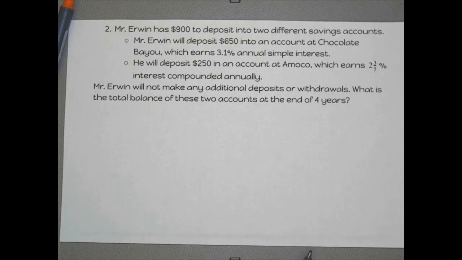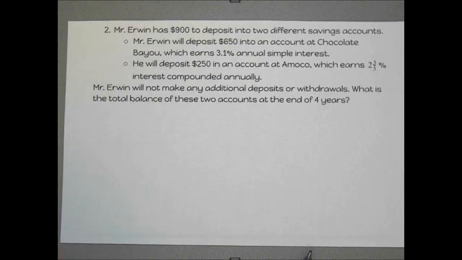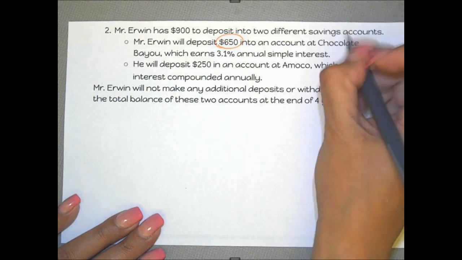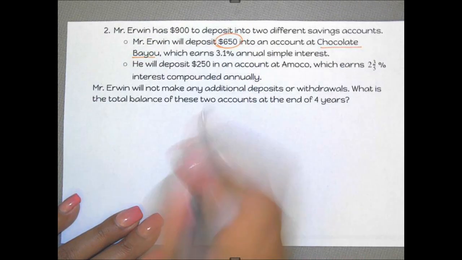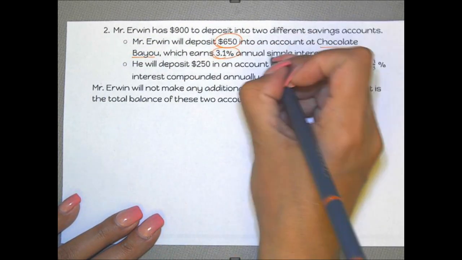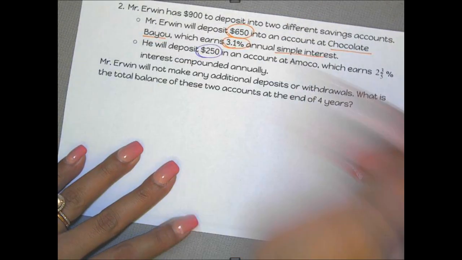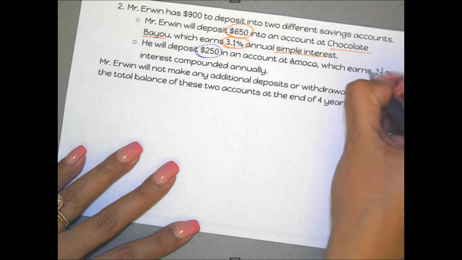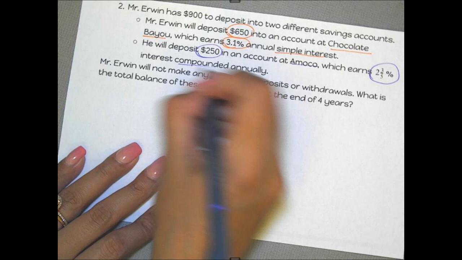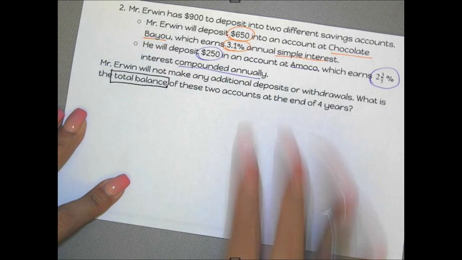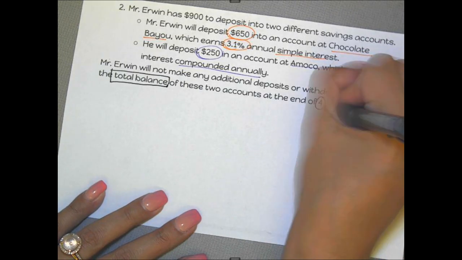All right. Question number 2 on the review says Mr. Irwin has $900 to deposit into 2 different savings accounts. Mr. Irwin will deposit $650 into an account at Chocolate Bayou, which earns 3 1/10% annual simple interest. He will deposit $250 into an account at Amico, which earns 2 3/5% interest compounded annually. Mr. Irwin will not make any additional deposits or withdrawals. What is the total balance of these 2 accounts at the end of 4 years?